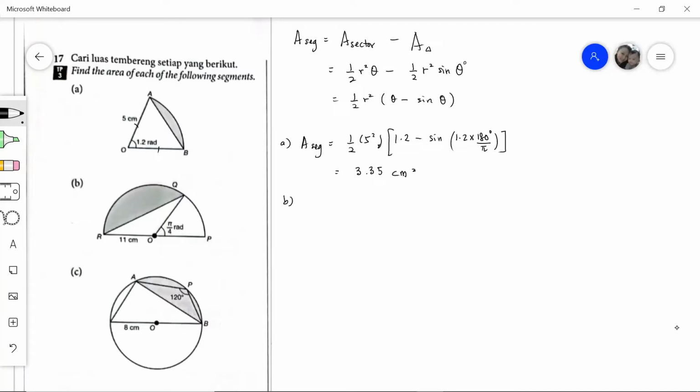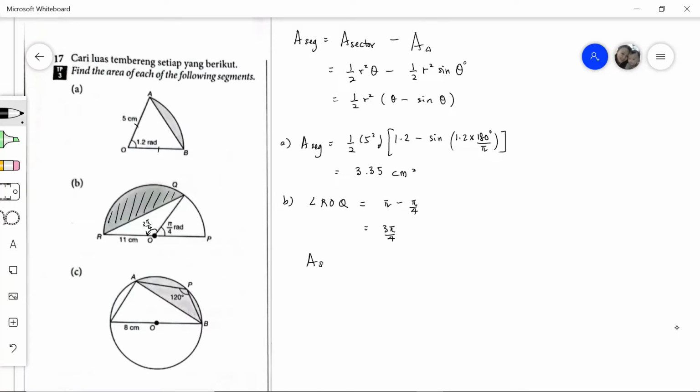And for part B, the area of segment is over here, but the angle given is not the angle for that sector. So we have to find the angle for that sector. So angle ROQ will be 180 minus pi over 4. So 180 is actually pi. So pi minus pi over 4, we will have 3 pi over 4. So that is the angle that we need to use, 3 pi over 4.